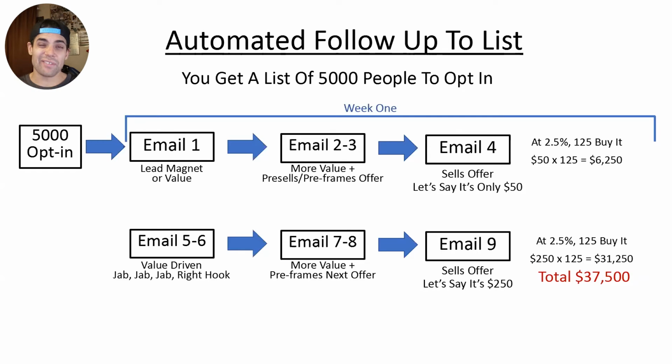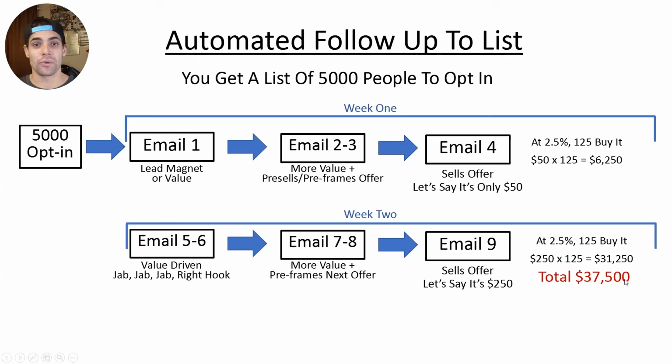So a total of $37,500. So let's say you spent $3 a lead, you spent $15,000 to get these 5,000 people, and then you got $37,500 back. That's pretty good for your week 2, right? But here's the thing. You can keep doing this and keep doing this, right? If you nurture your list and you grow your list properly, you can send emails indefinitely to these people as long as it's congruent and again, you provide proper value.